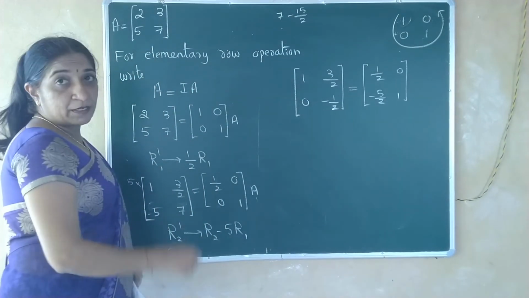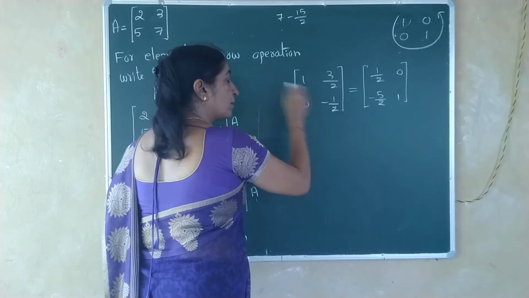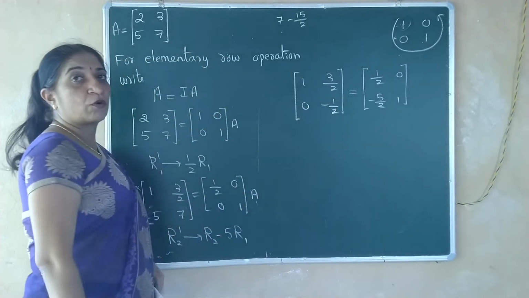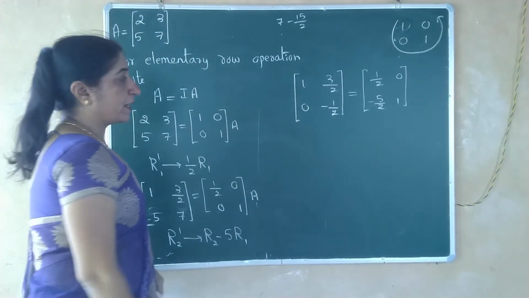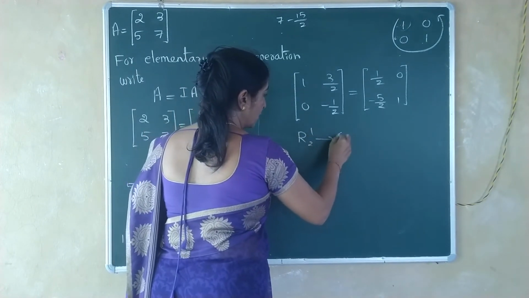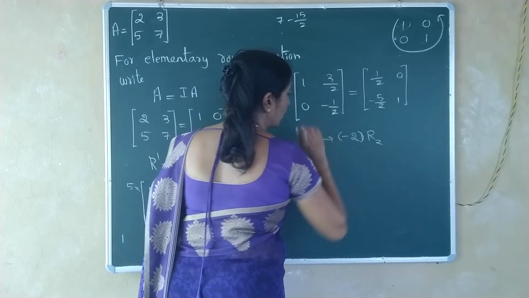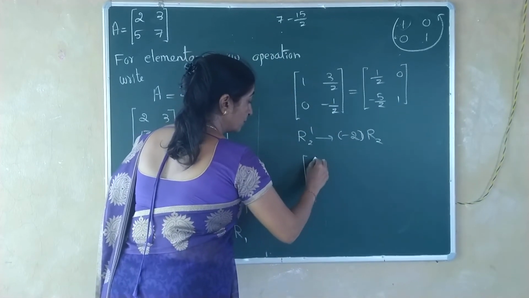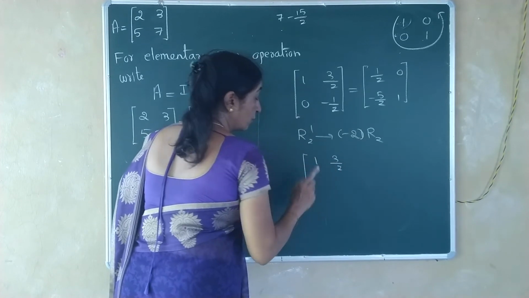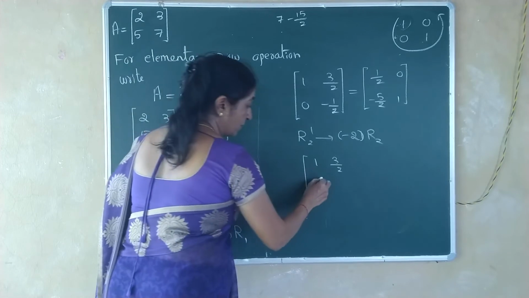So how many elements have we converted? We converted 1 and 0. The next one is this. In place of minus 1 by 2 we want 1. What is the reciprocal of minus 1 by 2? Minus 2. So R2 dash is minus 2 into R2. Each number of the second row is multiplied by minus 2. Remember, when you are converting into 1, multiply by its reciprocal.